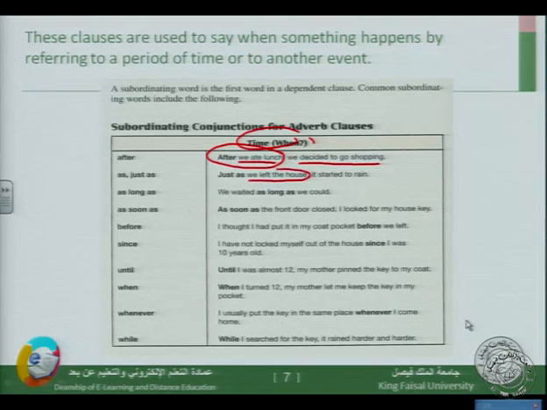Just as we left the house. Notice with the adverbial clause, why did we call it a clause? Because after the subordinating words we have subject, verb, object. But they function as an adverb. Okay, it started here. Just as we left the house, it started to rain. The question is, when did it start to rain? The answer is just as we left the house.